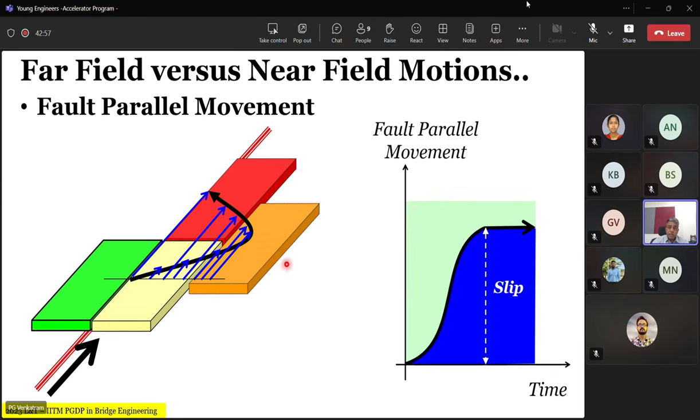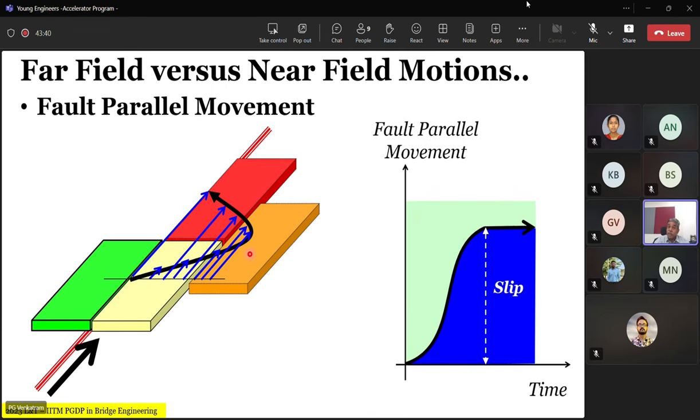So there are two parts. There is a fault parallel movement. The way this is modeled is that when the energy builds up, the fault slips and comes back like that. That means there is a transverse movement along with the movement along the fault line. This is the fault line. There is a movement this way, and then a movement that way, and there's a permanent slip. That is a fault parallel movement. That means there's a movement parallel to the fault, and there's also a movement perpendicular to the fault. So there's a fault normal movement as well.